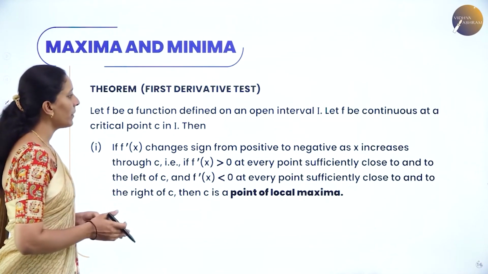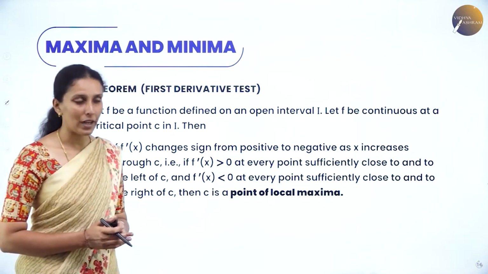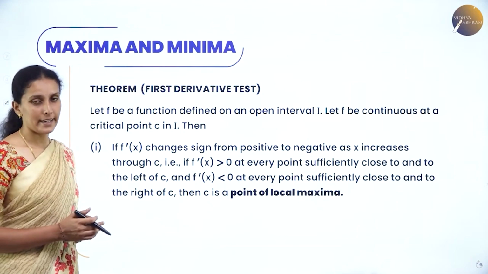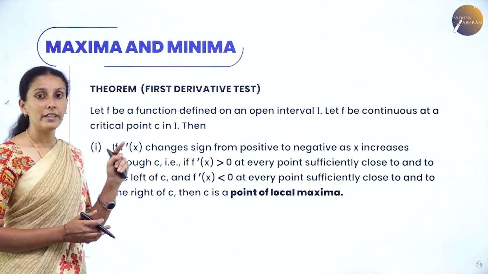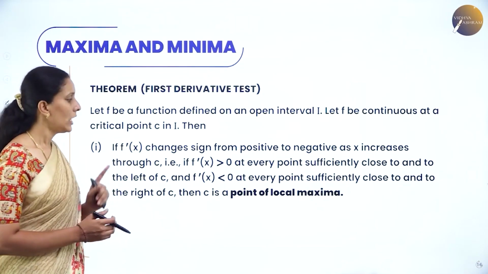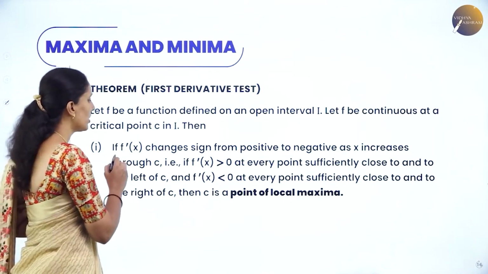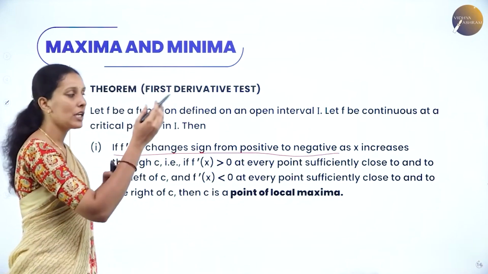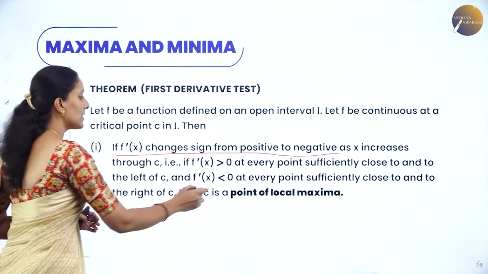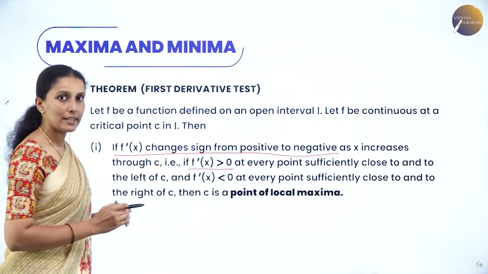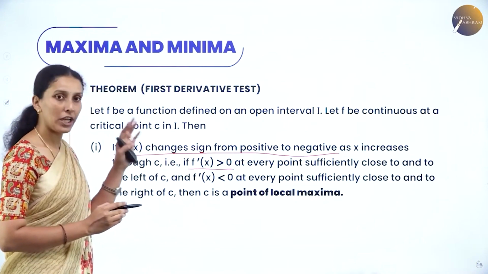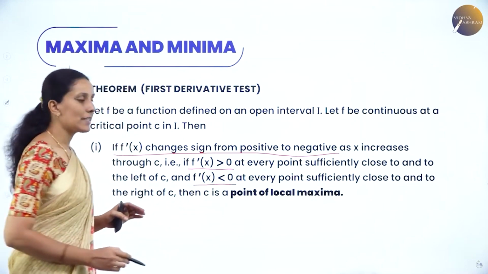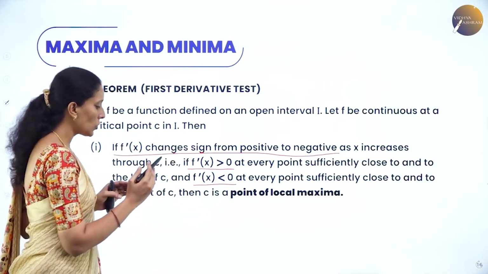That is, let f be a function defined on an open interval I. Let f be continuous at the critical point C in I. So, at the critical point, the function must be continuous. Then, f dash of x changes sign from positive to negative. That is, first it increases and then it decreases. That is, f dash of x is greater than 0 for a point sufficiently close to the left of C, and f dash of x is less than 0 at a point sufficiently close to the right of C.